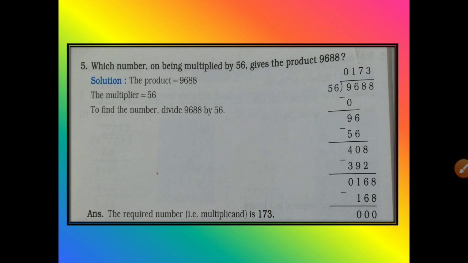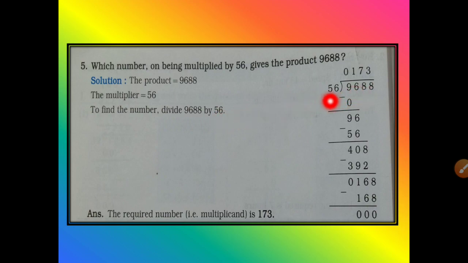Question number 5. Which number on being multiplied by 56 gives the product of 9688? We need to find out which number we need to multiply so that we will get the answer 9688. The product is 9688. The multiplier will be 56. To find the number, we will divide 9688 by 56.